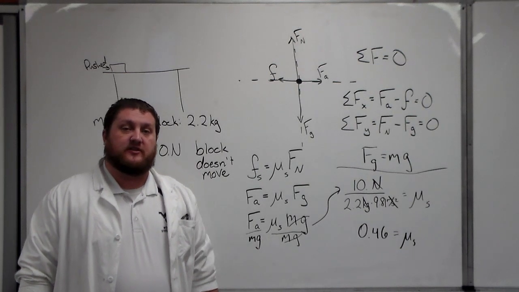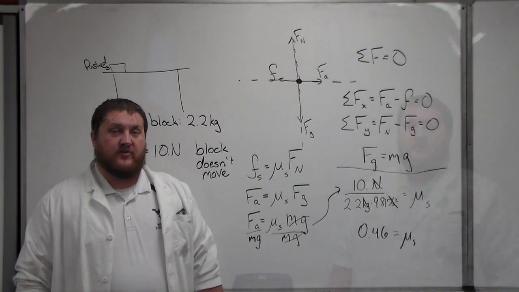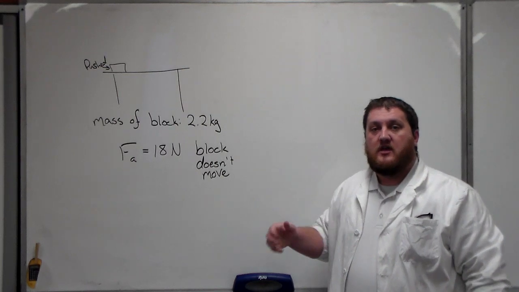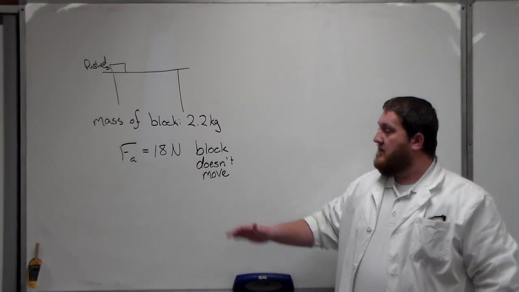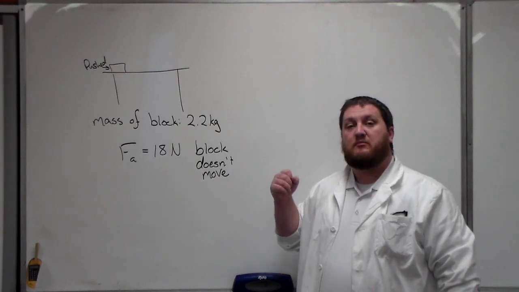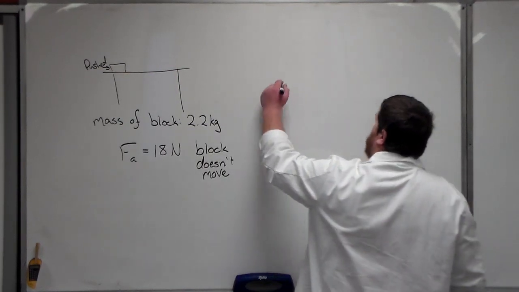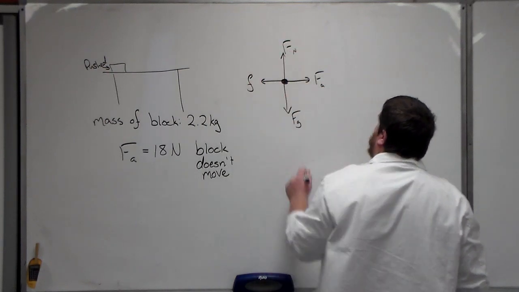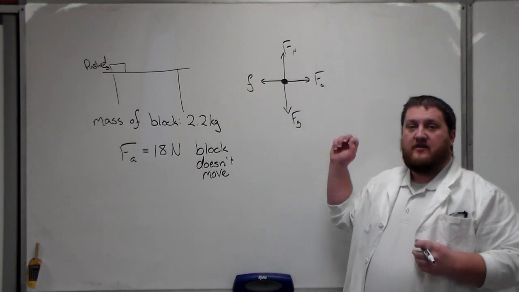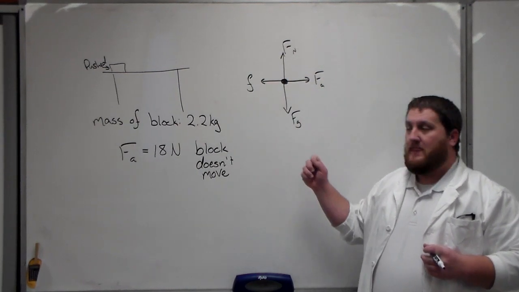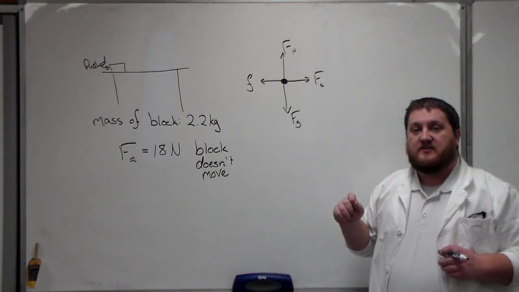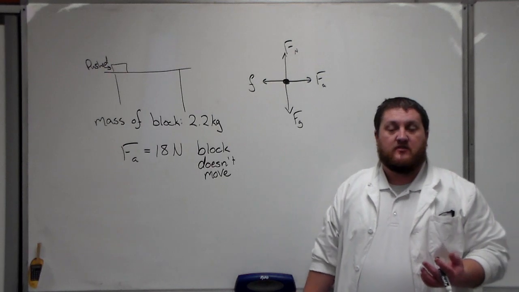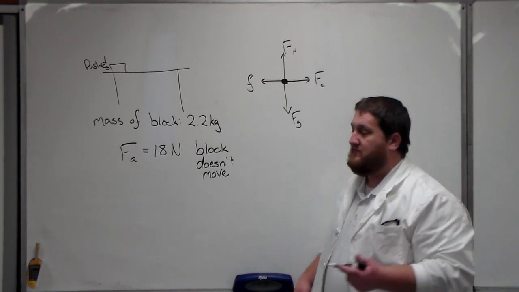Let's change up the scenario a little bit and see what we get now. In this new scenario, my applied force is 18 newtons. So I can go through the steps again. I do need to analyze forces. Again, my block is not moving. In the x direction, I have the applied force minus the friction. In the y direction, I have the weight minus the normal force. And since my block is not moving, my accelerations are all zero, which means my net force is zero.